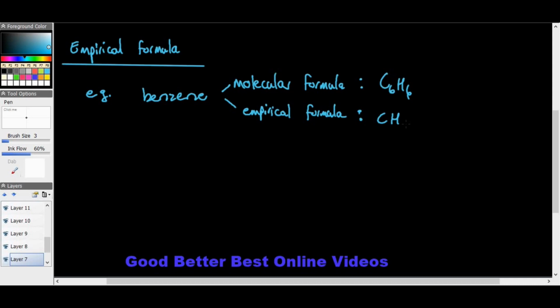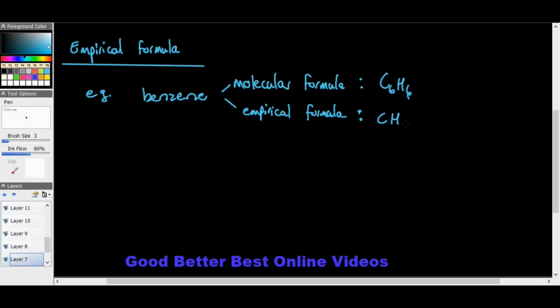But in grade 11, we combine the simplest whole number ratio, the empirical formula, with percentage composition. So they'll ask you to first calculate, of course, the empirical formula, and then you'll be tasked to calculate the molecular formula thereafter.